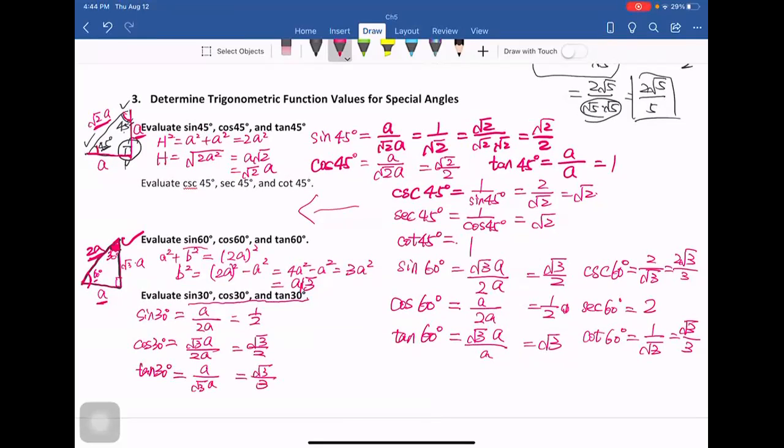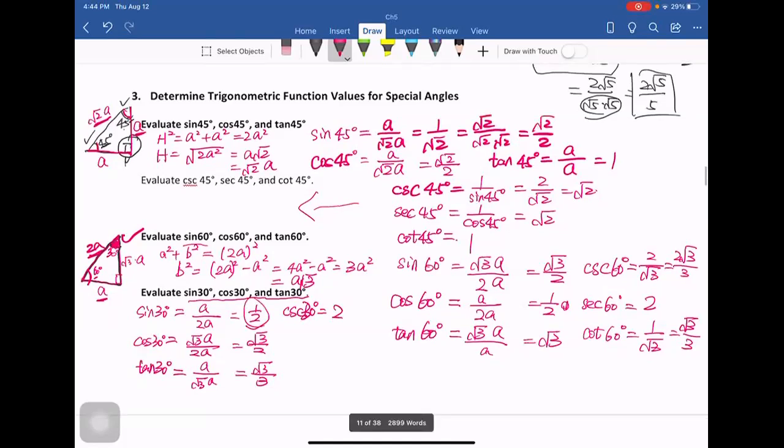So we can also find the cosecant 30 degrees, that equals 2 because it's the reciprocal of 1/2. And secant 30 degrees equals the reciprocal of cosine 30 degrees, which is 2 on the top, square root of 3 over 3. Cotangent 30 degrees, that's square root of 3. Just flip this and rationalize, simplify that.